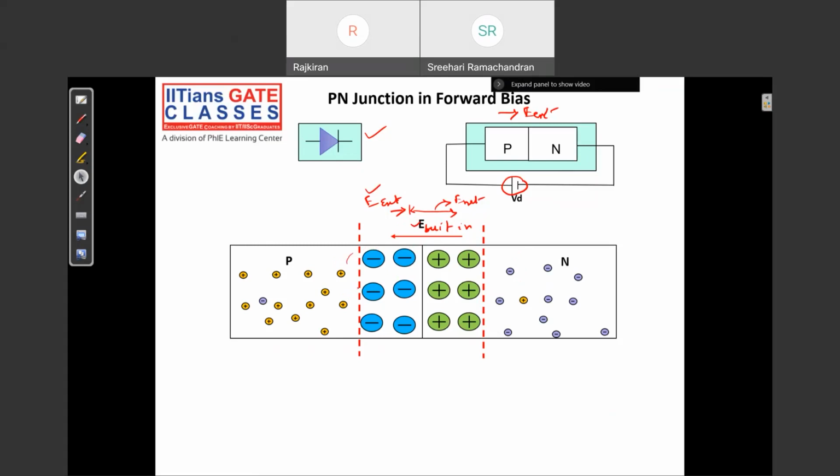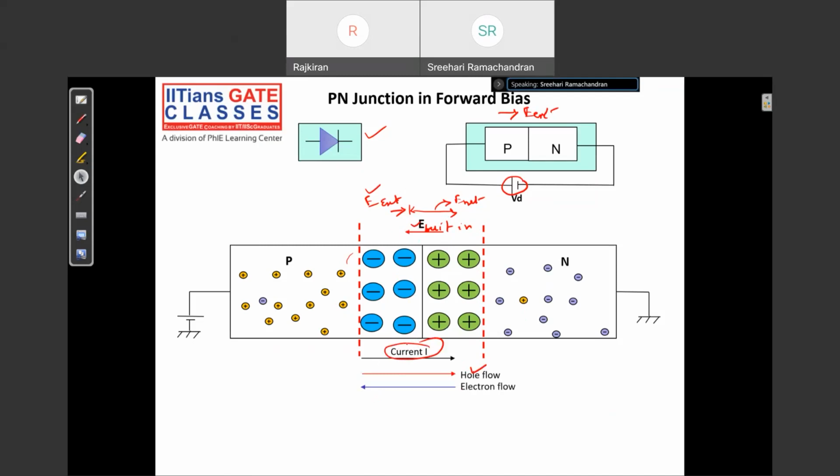So the external electric field will decrease the net electric field. Since the electric field decreases, what will happen? The holes will flow from p side to n side. The electrons will flow from n side to p side. And there will be a current, because current is nothing but the flow of charge carriers.